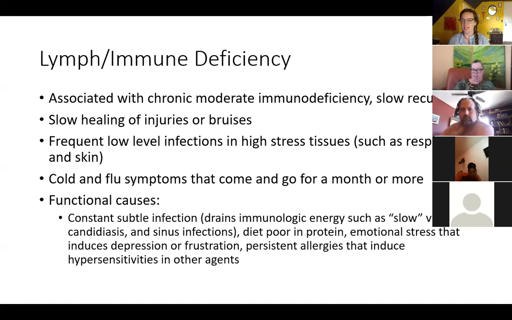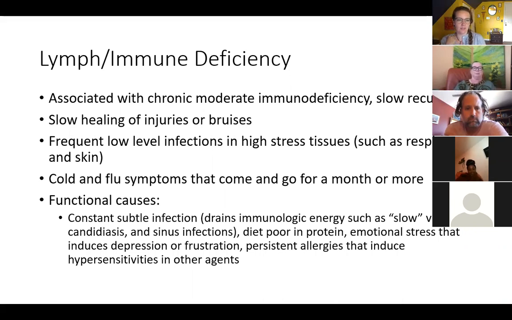So, lymph and immune deficiency. This is another one where Michael Moore doesn't think the excess has much constitutional importance, but when you think about the deficiency, there are a lot of reasons it could be deficient too. And I don't want to just say stress, because obviously there's so much more to it than that, but stress.